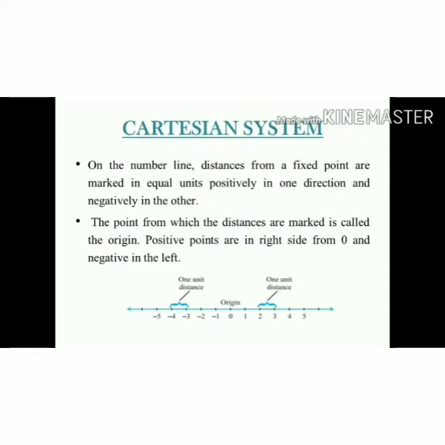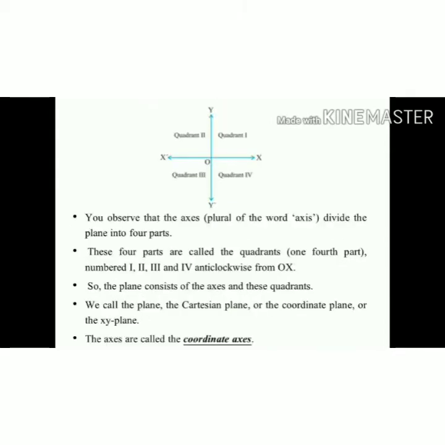Now let me introduce the Cartesian system. As we have learned, on the number line, numbers on the right side of 0 are positive and on the left side are negative, and all the points are equidistant as we can see in the diagram given below. Descartes invented the idea of placing two such lines perpendicular to each other on a plane. The horizontal axis is called the x-axis and the vertical axis is called the y-axis. The point of intersection of these axes is called the origin.